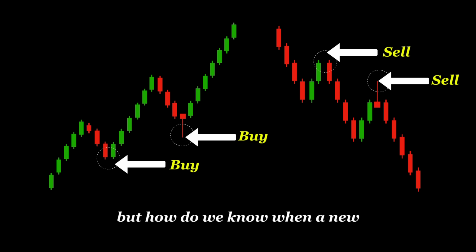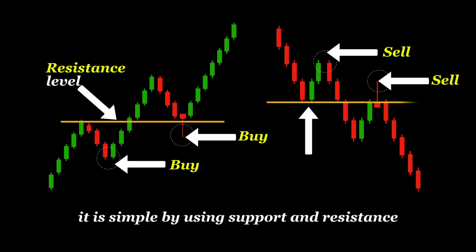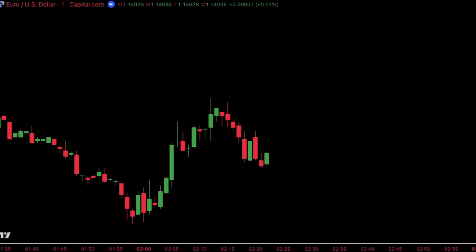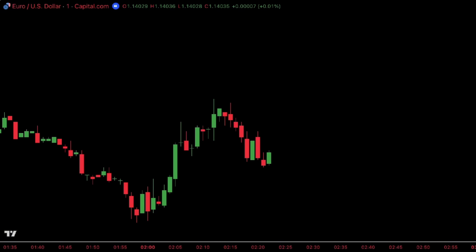But how do we know when a new impulsive move is likely to begin? It is simple, by using support and resistance. Look at this chart example. This is the euro versus the US dollar on the 1-minute chart.